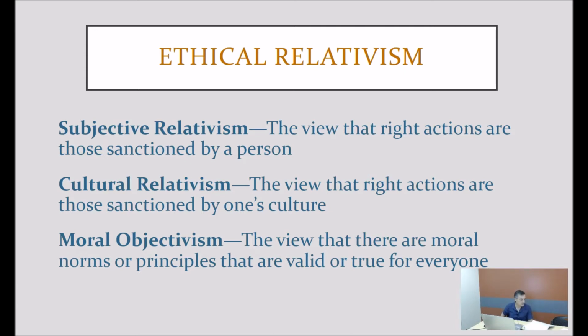Okay, let me see if there's anything else I want to say about that. I guess not. So moral objectivism then is what opposes this position of ethical relativism, and that is the view that there are moral norms or principles that are valid or true for everyone. Now, this is not absolutism. This is objectivism, and your author does a nice job of explaining the difference between those two things.